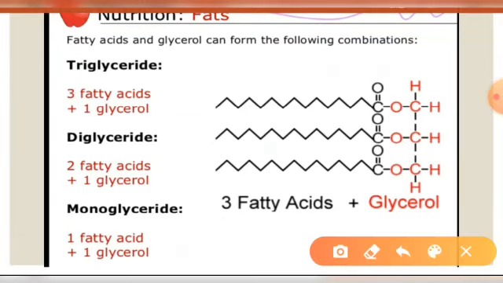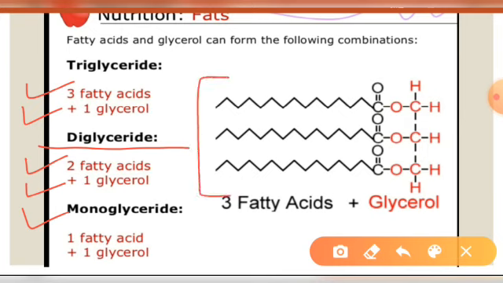So a triglyceride has 3 fatty acids plus 1 alcohol, and when 2 fatty acids combine with 1 molecule of glycerol, it is known as a diglyceride, and when 1 molecule of fatty acid combines with 1 molecule of glycerol, it is known as a monoglyceride. So these are the different forms of fats: triglycerides, diglycerides and monoglycerides. Monoglycerides have only 1 fatty acid combined with glycerol. Diglycerides have 2 molecules of fatty acids combined with glycerol, whereas triglycerides have 3 molecules of fatty acids combined with 1 molecule of glycerol.